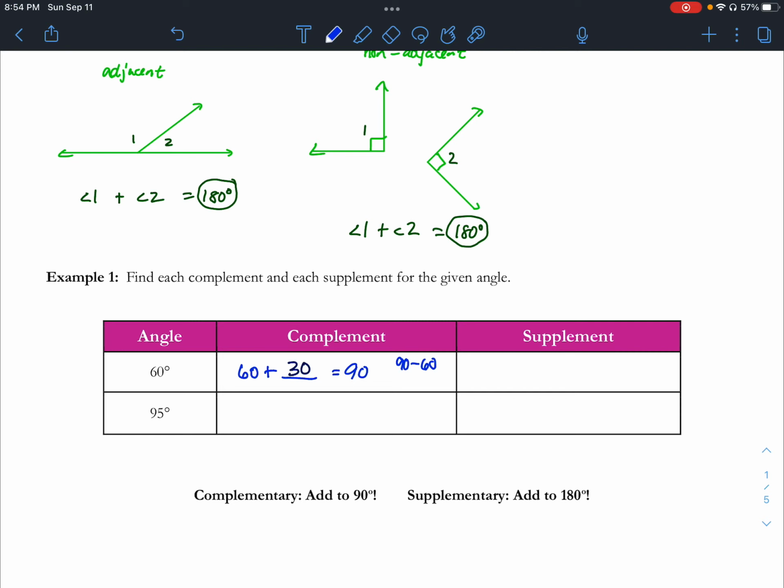We can do the complementary again with 95. This is kind of a weird one, but you think about taking the angle that we have, and you say, well, okay, if I have 95 degrees and I add something to it, it has to equal 90.